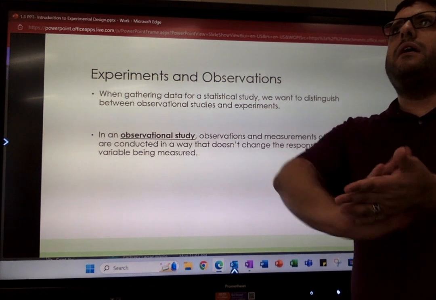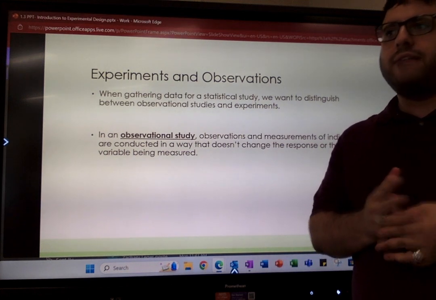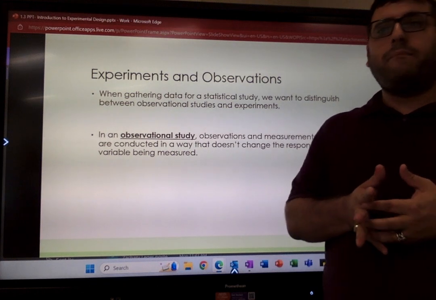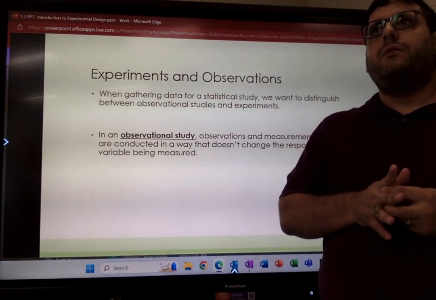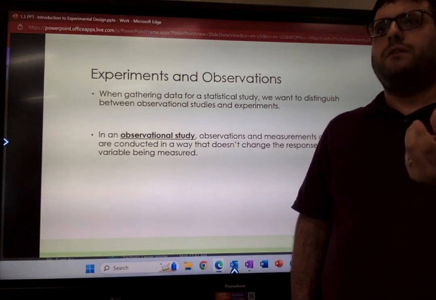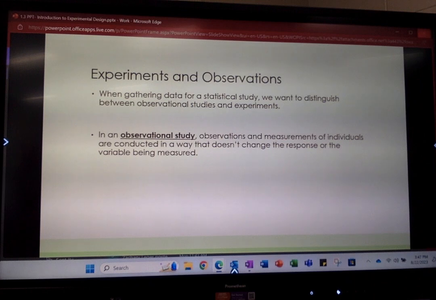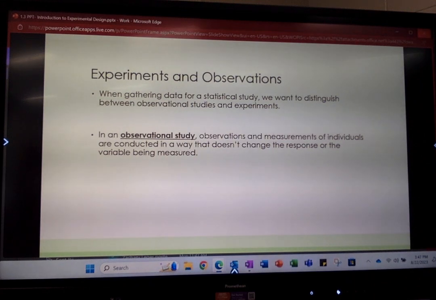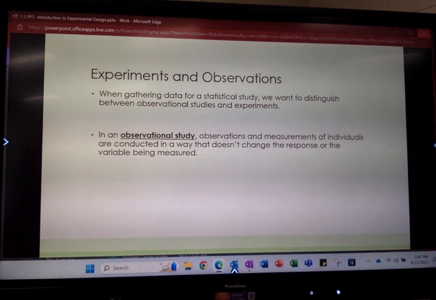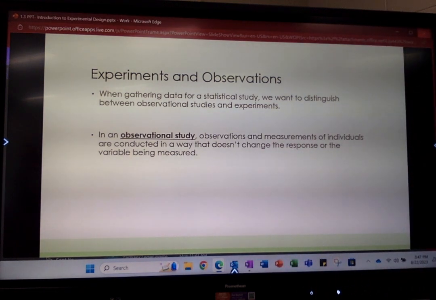There's a famous physicist called Heisenberg, and Heisenberg has this rule called the Heisenberg uncertainty principle. And in a nutshell, what it means is knowing that an object is being observed, like the object knowing that it's being observed, will change the behavior of that object, right? So in an observational study, we got to make sure that our observations and measurements are done in such a way that we don't change the variables being measured.